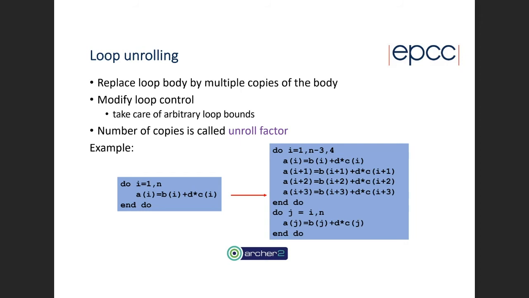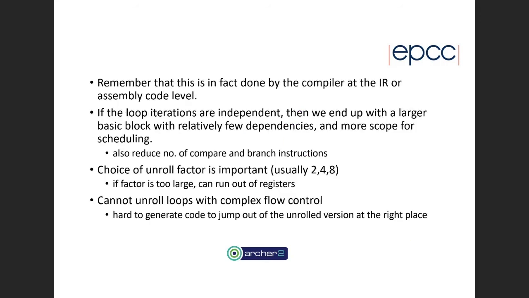But this is the transformation that the compiler is doing for you. Obviously, it's not doing it at the source code level. It's doing it at either the intermediate representation or the assembly code level. So the compiler is not doing this explicitly to your loop code. Essentially, if the loop iterations are independent, then we end up with a larger basic block with fewer dependencies and more scope for scheduling. And we also reduce the frequency of the compare and branch instructions that are needed for the loop control.